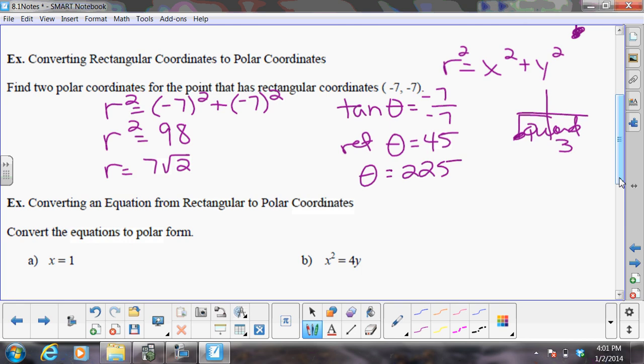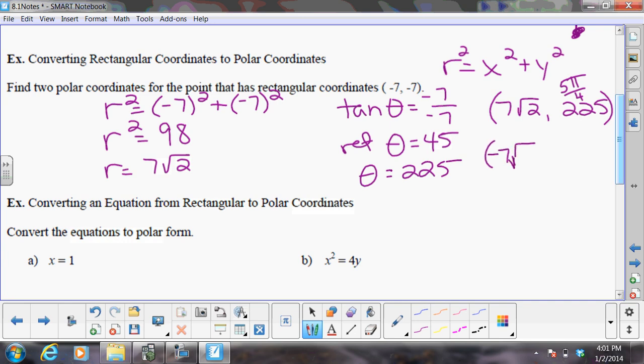I'm running out of room. Let me erase this picture. Okay, so 1 point, because it says find 2. 1 would be 7 radical 2, and then 225. I'm pretty sure we're supposed to have these in radians, just so you know. So this is 5 pi over 4. The other would be the negative version of r, so negative 7 radical 2, and then add 180 to that. 180, or pi, added to 5 pi over 4 becomes 9 pi over 4. Those are the two values.